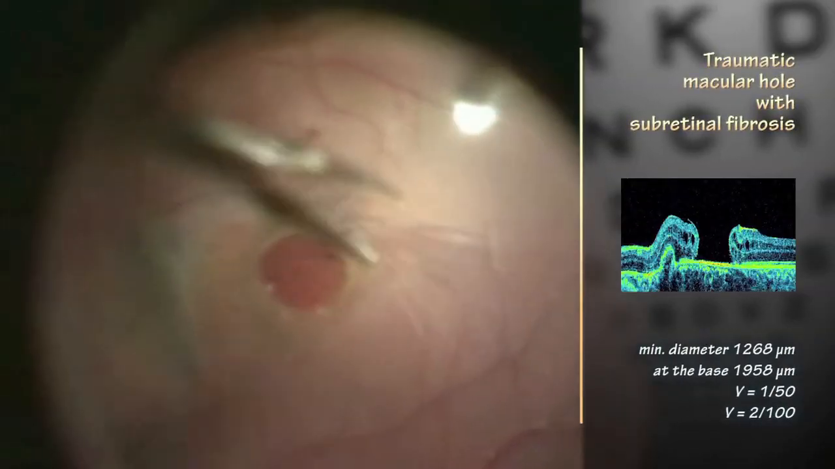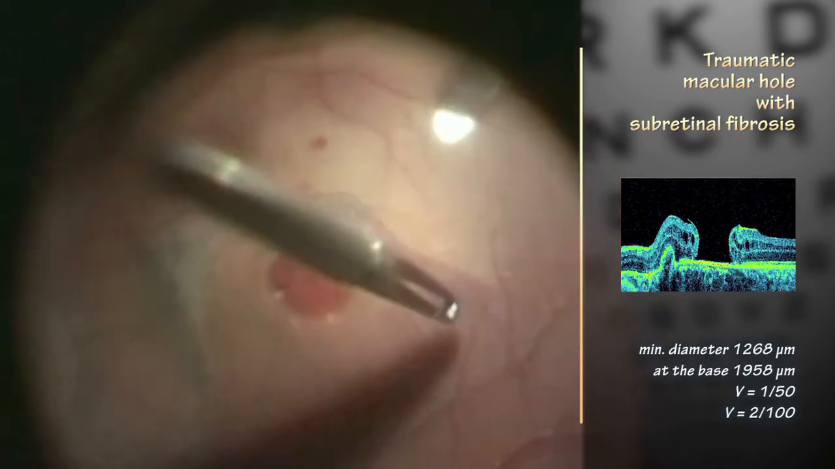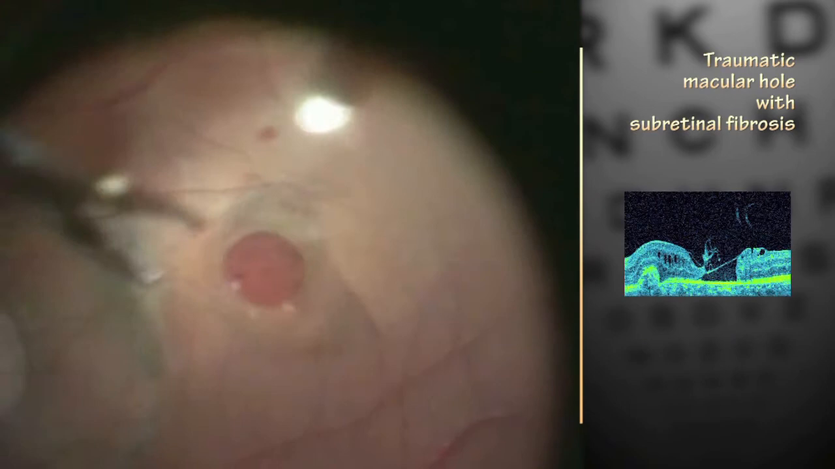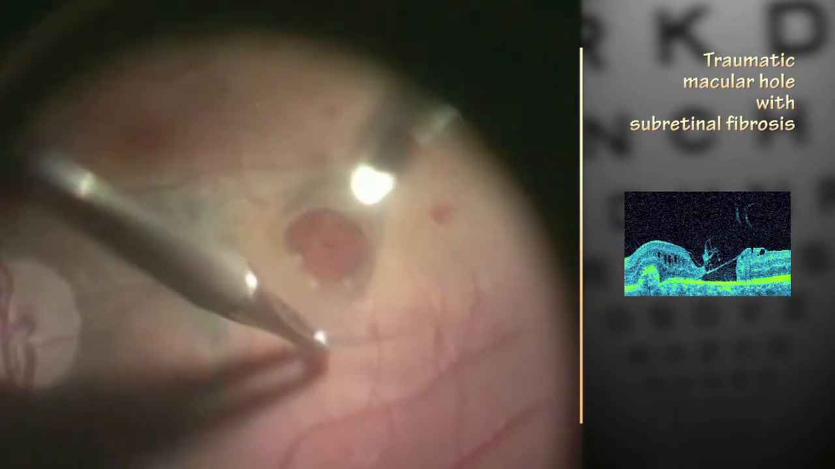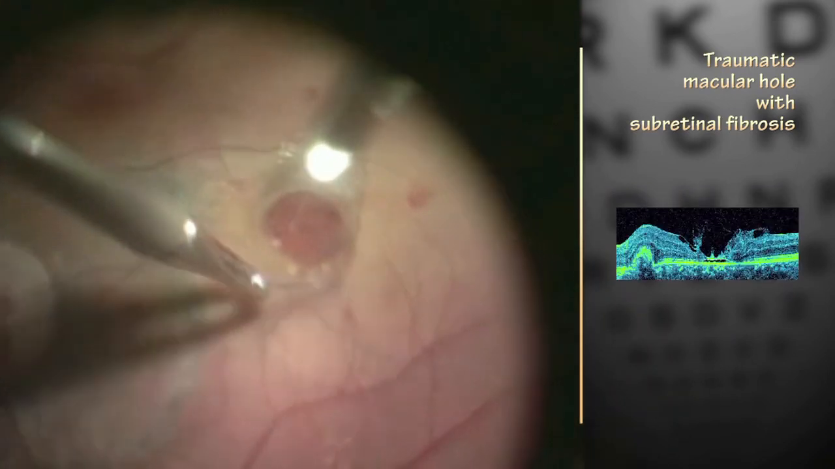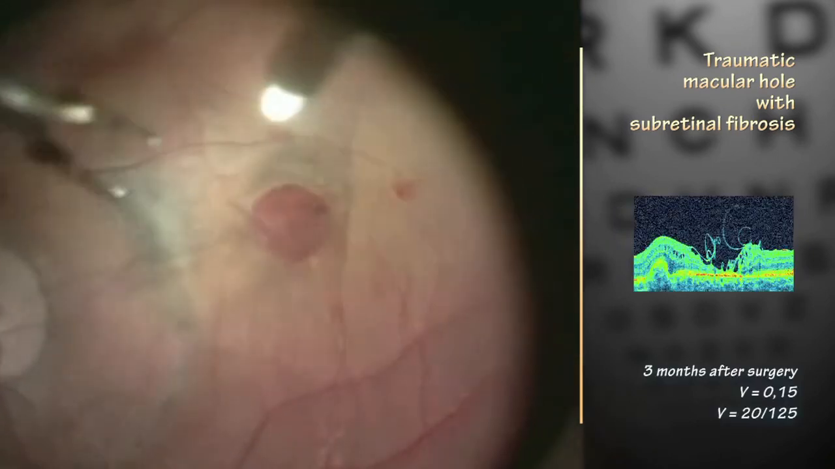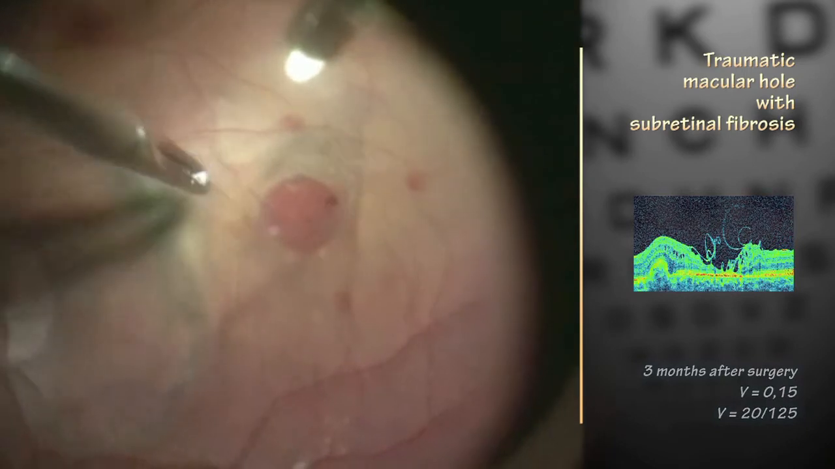Another example shows an extremely large post-traumatic macular hole with subretinal fibrosis. The inverted ILM flap technique allowed us to close this macular hole. Improvement of visual acuity was achieved.